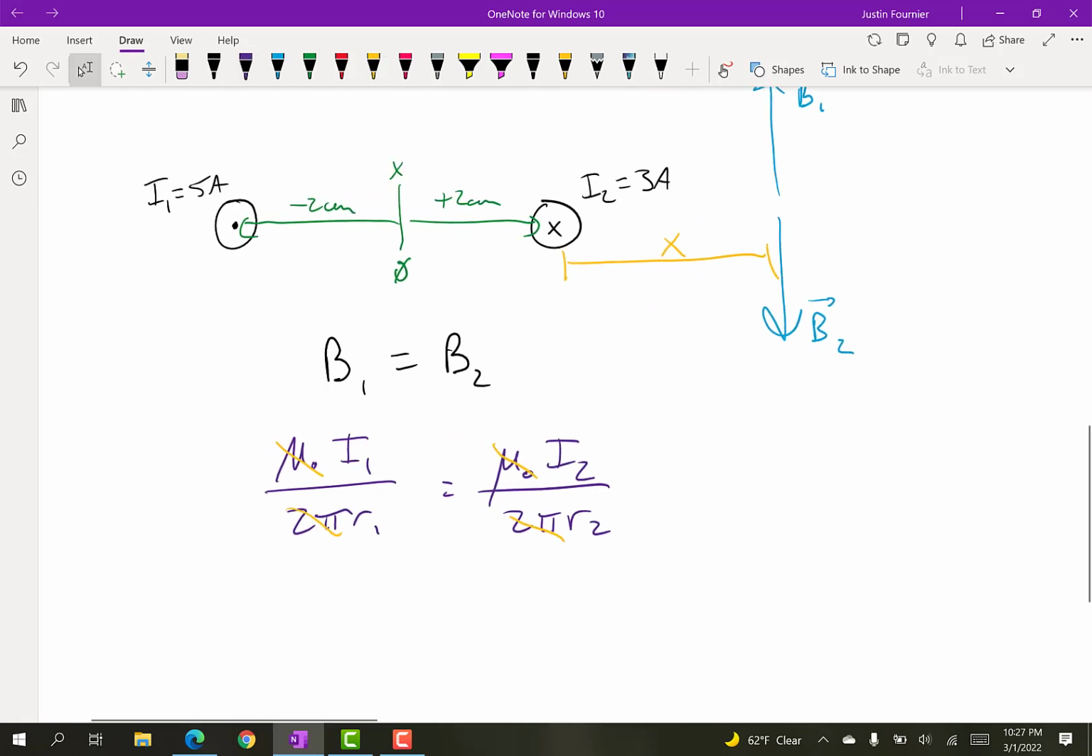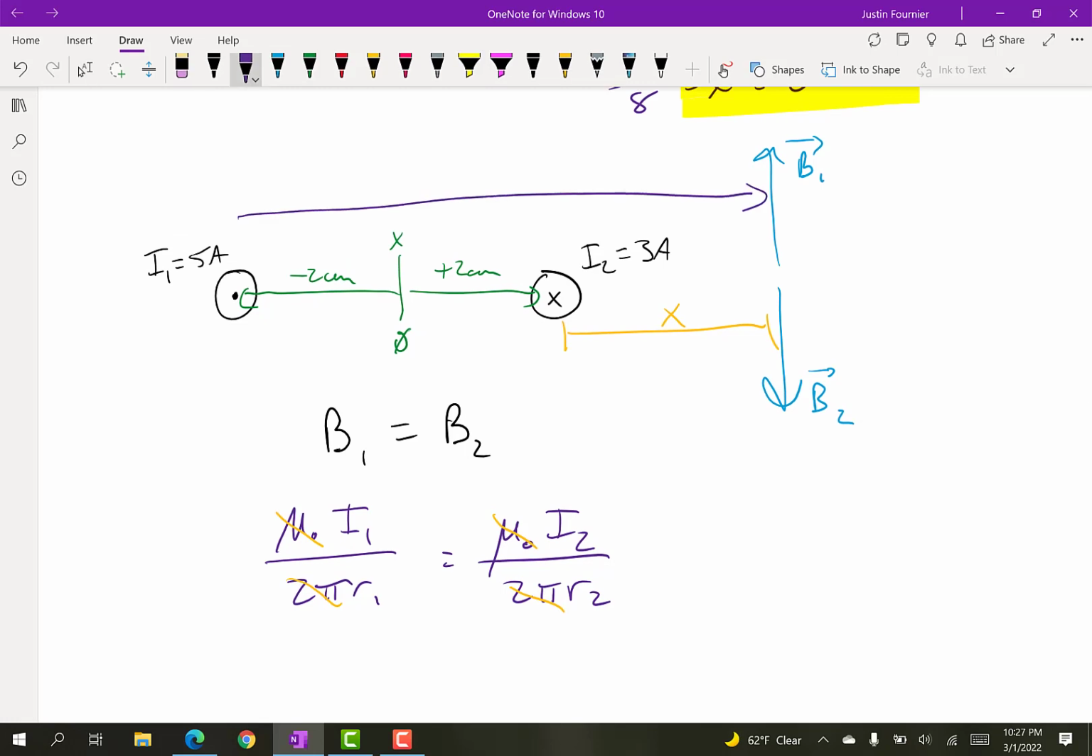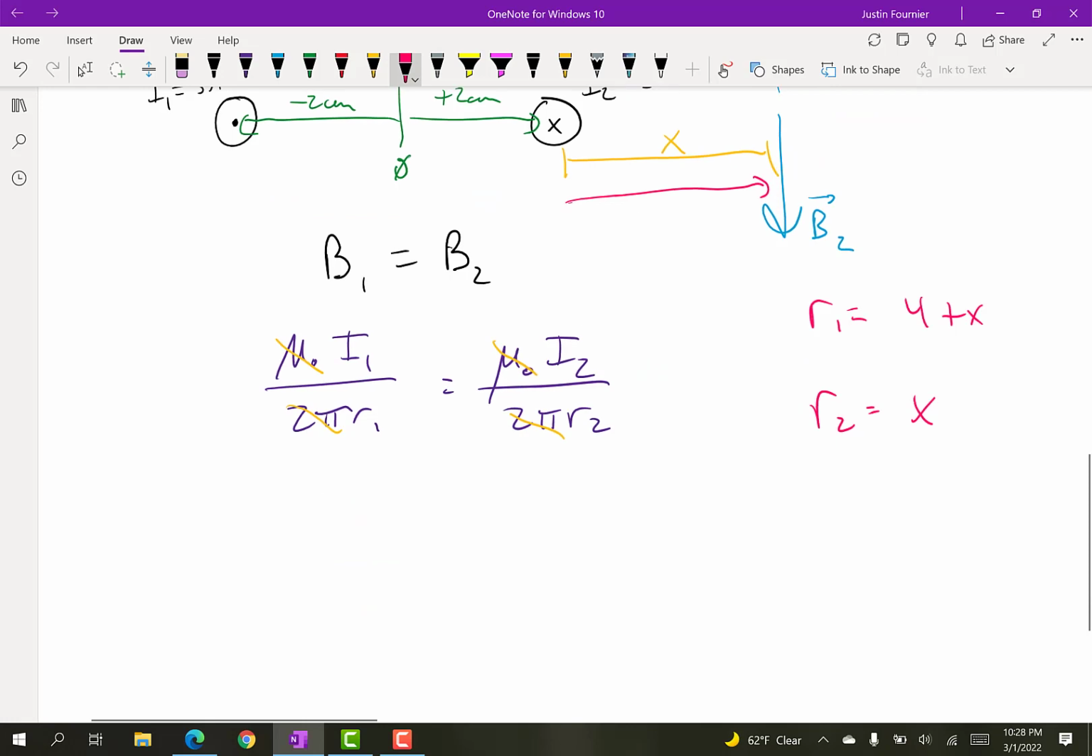But once again, I could plug in 5 A and 3 A, but my big thing that I need to find out is what r1 is and what r2 is. So for r1, that's this distance here, like this. So this is r1. And R1, I can see is essentially, well, that's 2 plus 2, so it's 4 plus x. And then R2 is, well, this distance here, that's just x, right? Let me double check that. Yeah, it's just x. All right.